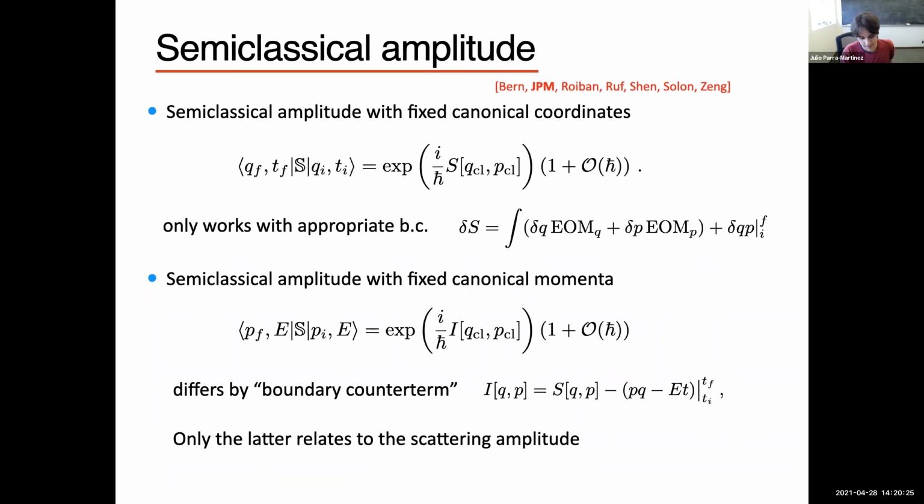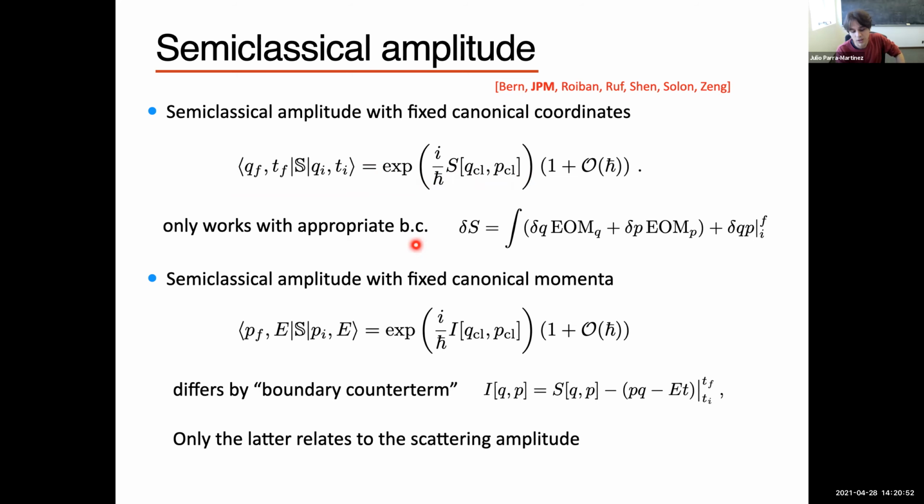What is that number? So we are familiar with the usual semiclassical approximation, right? For some object in quantum mechanics, if we have some state with initial coordinates and time, then we know that to leading order in h-bar, this transition amplitude is given by e to the i times the on-shell action over h-bar.